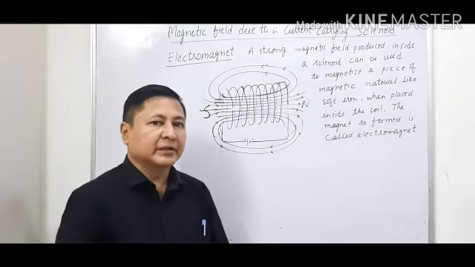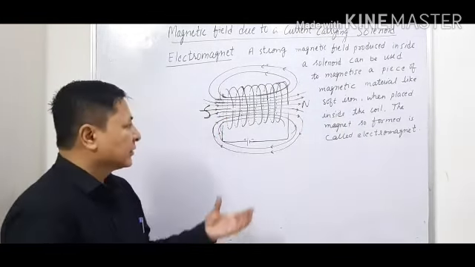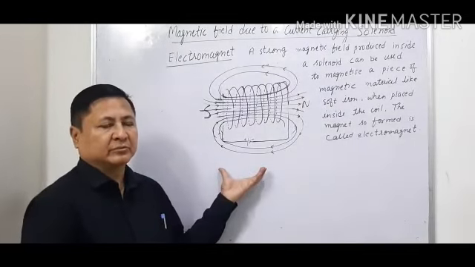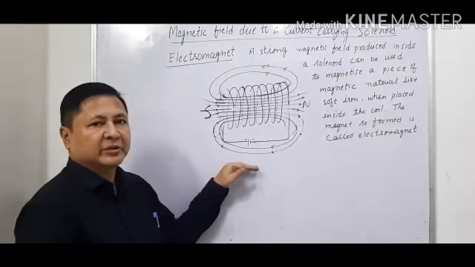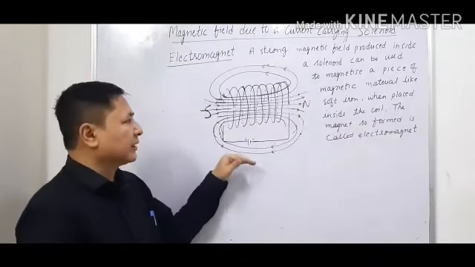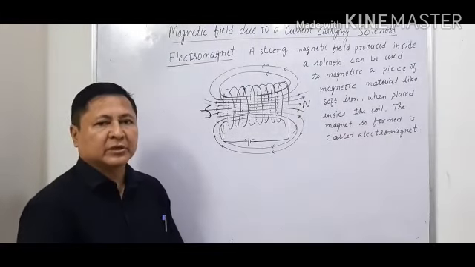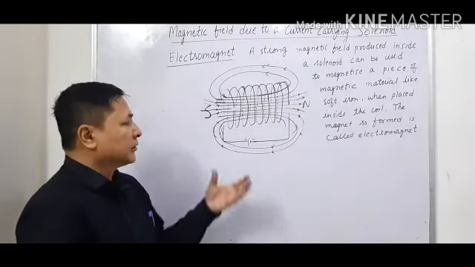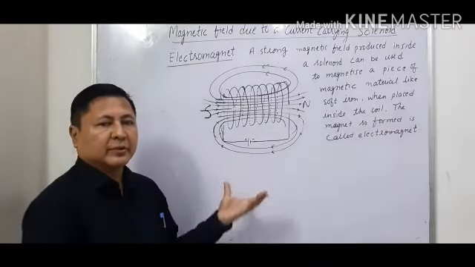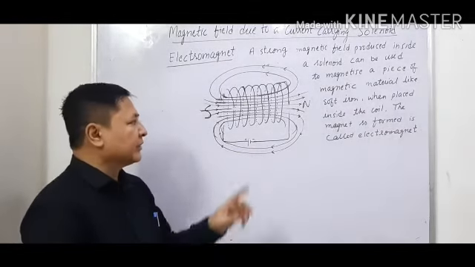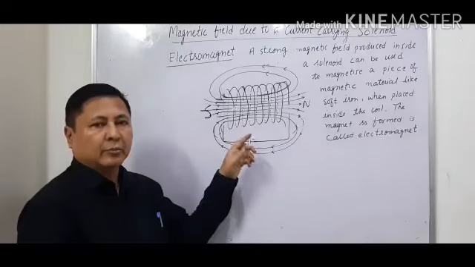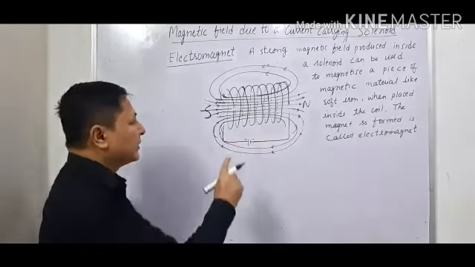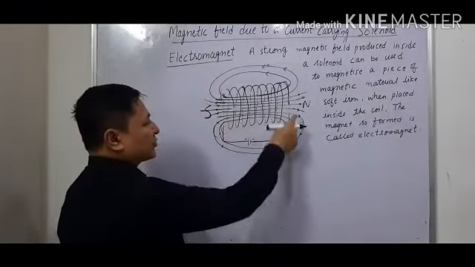Now let us compare the electromagnet with a permanent magnet. In the permanent magnet, the magnetic field is weak, but in the electromagnet the magnetic field is more. That means the strength of the electromagnet is more as compared to the permanent magnet. The poles of the permanent magnet are fixed, but here we can reverse the polarity of the magnet by changing the direction of current.